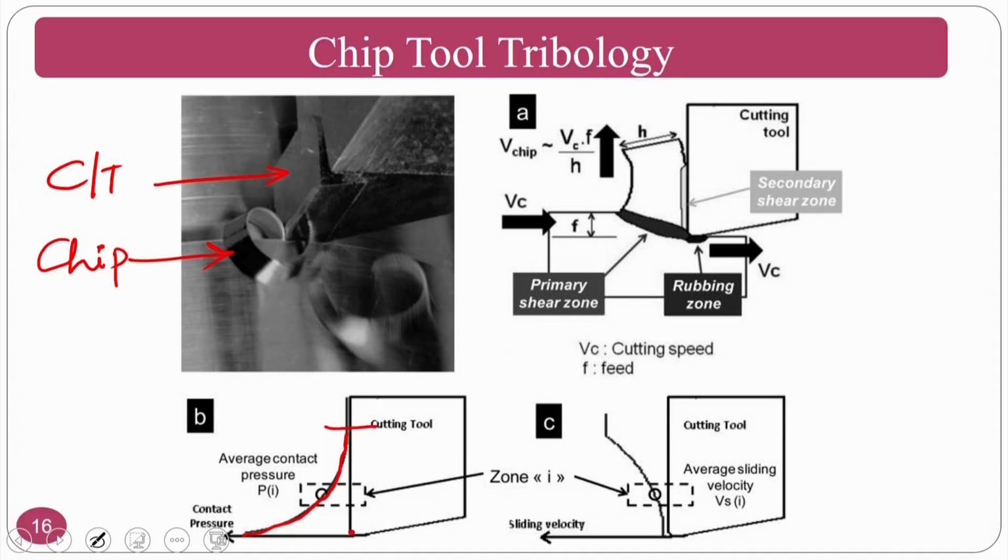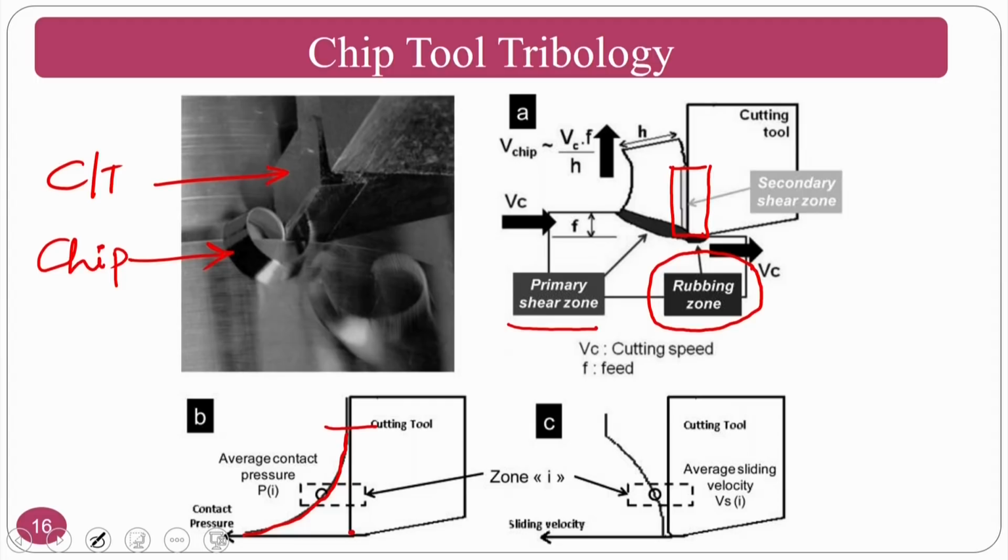You can see the primary shear zone, which we have already seen, the rubbing action, that is between the workpiece and the flank face of the tool, which is called tertiary shearing, and the secondary shearing, which we are talking about in this one also. So the rubbing zone basically takes place between the workpiece as well as the flank surface. So this is not that much important.